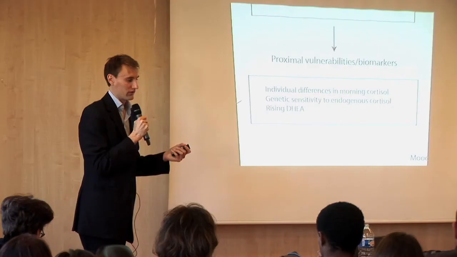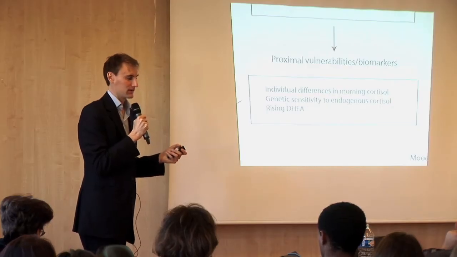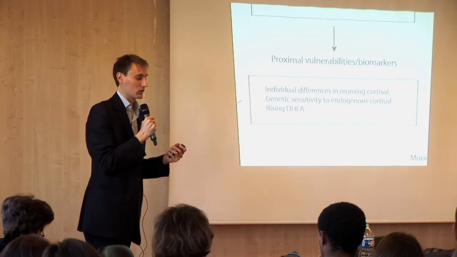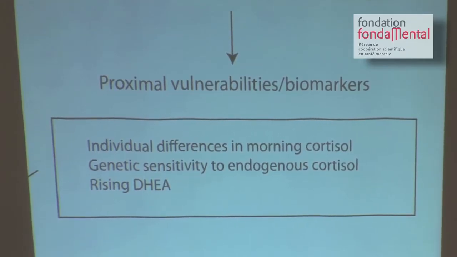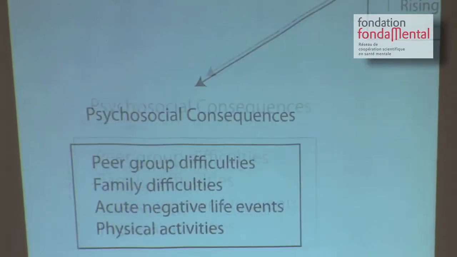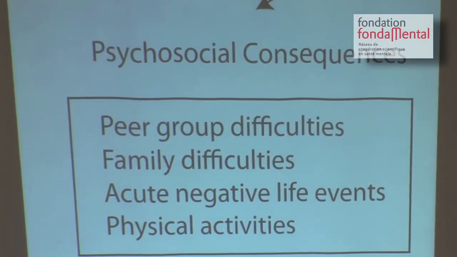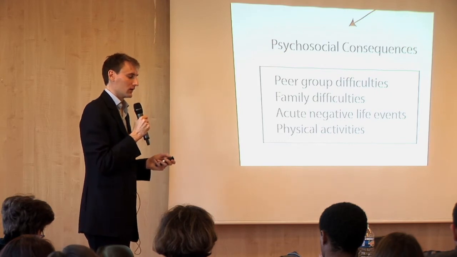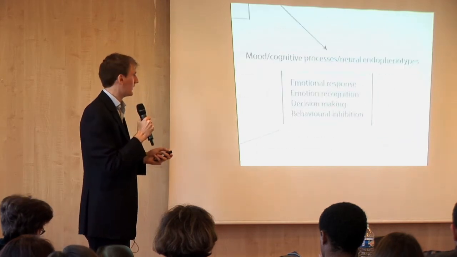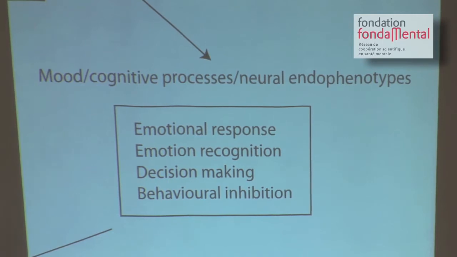And then there were proximal vulnerabilities that we were interested in studying, things like individual differences in morning cortisol and genetic sensitivity to endogenous cortisol and things like DHEA. And in addition, we studied psychosocial consequences, peer group difficulties, family difficulties, acute negative life events, and also the physical activities that the adolescents were undertaking. And then we looked at mood, cognitive processes, potential neural endophenotypes.